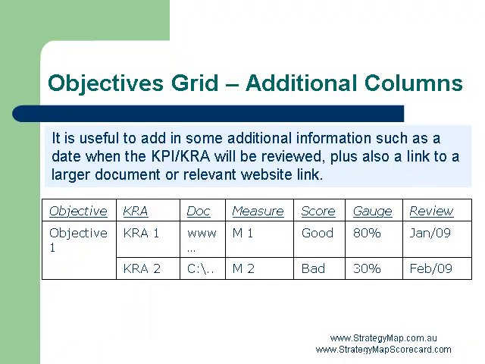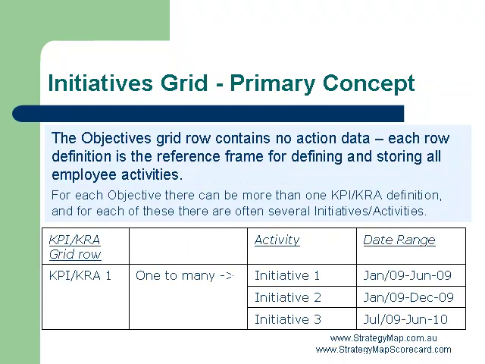Additional columns. It is useful to add some additional information such as a date when the KPI or KRA is reviewed, plus also a link to larger documents or relevant websites. The initiatives grid. The term initiatives can also be renamed. To be compatible with Microsoft Project, the terms activity or action are sometimes used. As previously mentioned, the purpose of the Balanced Scorecard is to align and measure every organisational activity.